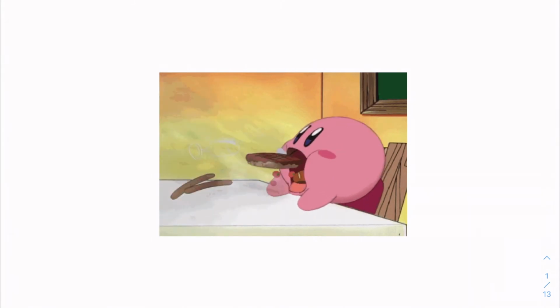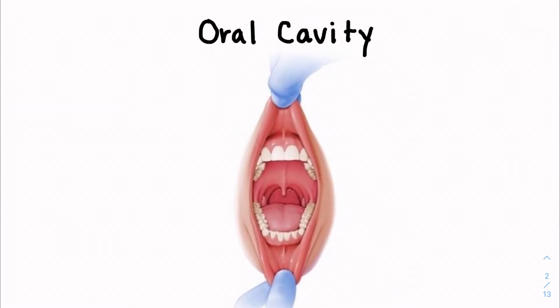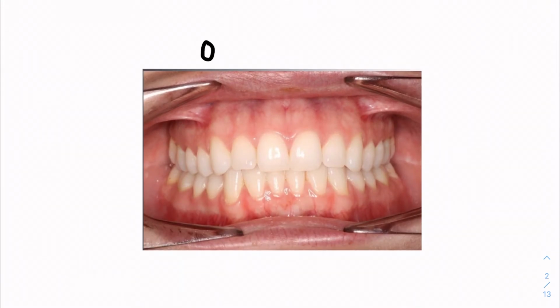The digestive system functions to metabolize ingested food to provide nutrients and energy for the body. When food is ingested, it first enters into the oral cavity, which consists of two parts, the oral vestibule and the oral cavity proper. The oral vestibule is located posterior to the lips and cheeks and anterior to the teeth.